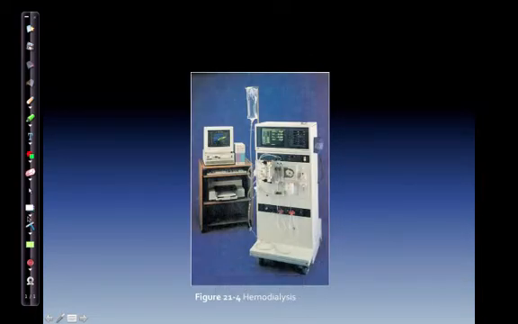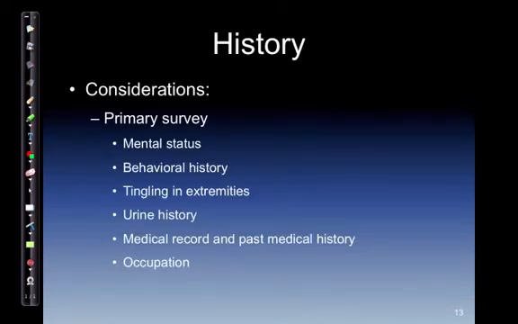And this is a hemodialysis machine, again with dialysate and a semi-permeable membrane, only this one's artificial. History. Considerations: primary survey, we should always do a mental status. Reports of altered mental status such as lethargy, agitation, or confusion should be seen as possible signs of uremia. Behavioral history may indicate a change that is suggestive of delirium. Tingling in the extremities may be an indication of peripheral nervous system involvement.